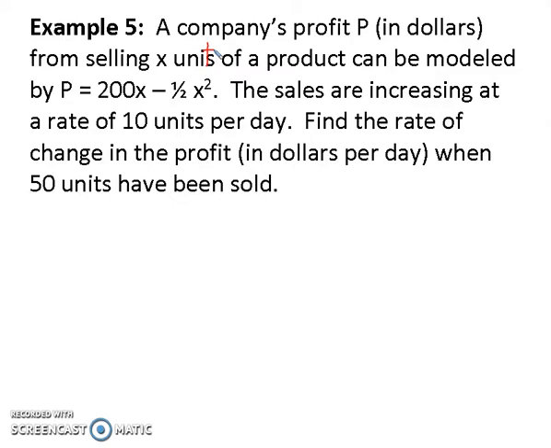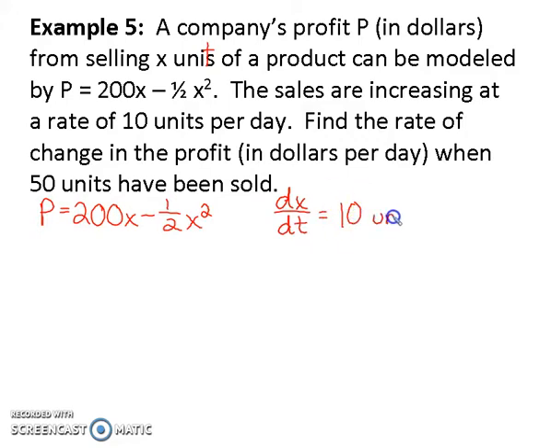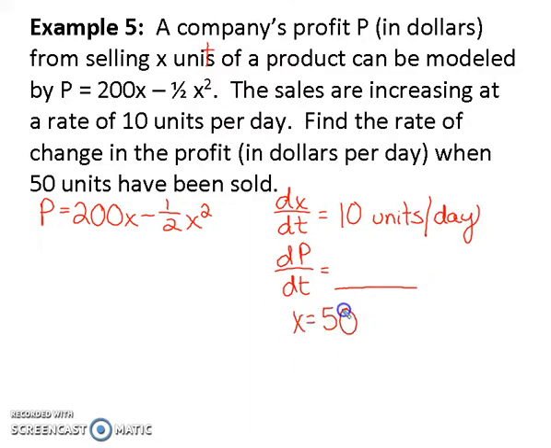A company's profit P from selling x units can be modeled by. So I have my function. So I'm not even going to have to come up with a function this time. They've already given me the function. Let's see what else they've given me. The sales are increasing at the rate of 10 units per day. So that would be the rate of change of x. dx/dt is 10 units per day. Find the rate of change in the profit, so that's dP/dt. So that's what they're wanting us to find when 50 units have been sold, so when x is 50.